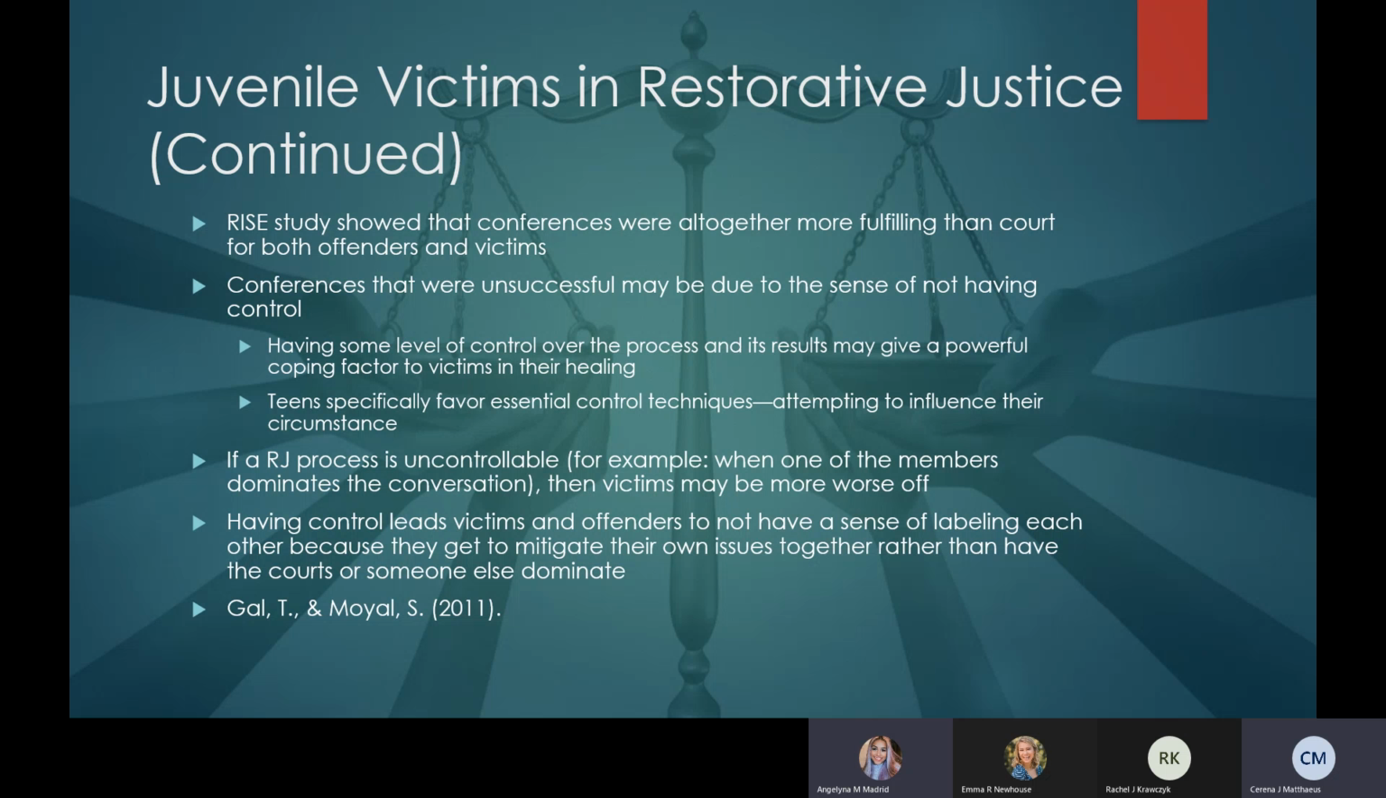So having control in the conversation and conferences leads victims and offenders to not have a sense of labeling each other, because they get to mitigate their own issues together and see each other's points of view rather than have the courts or someone else dominate their own issues.